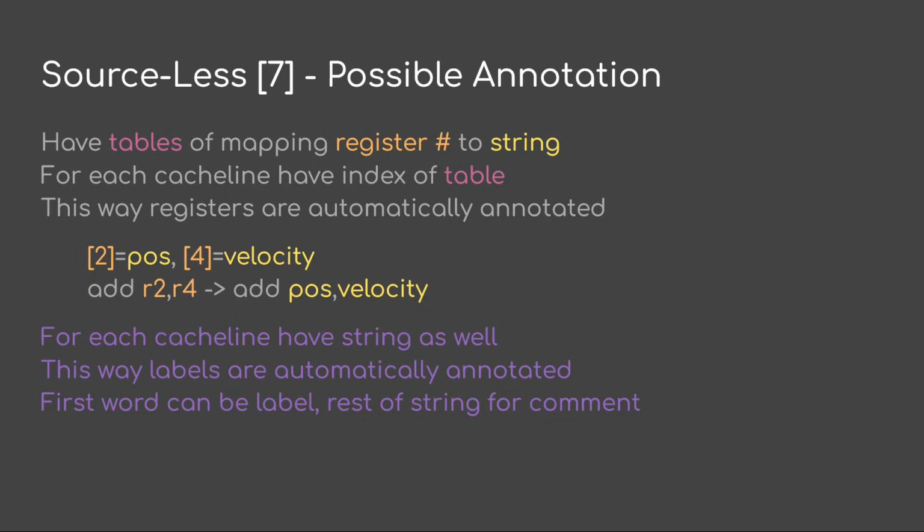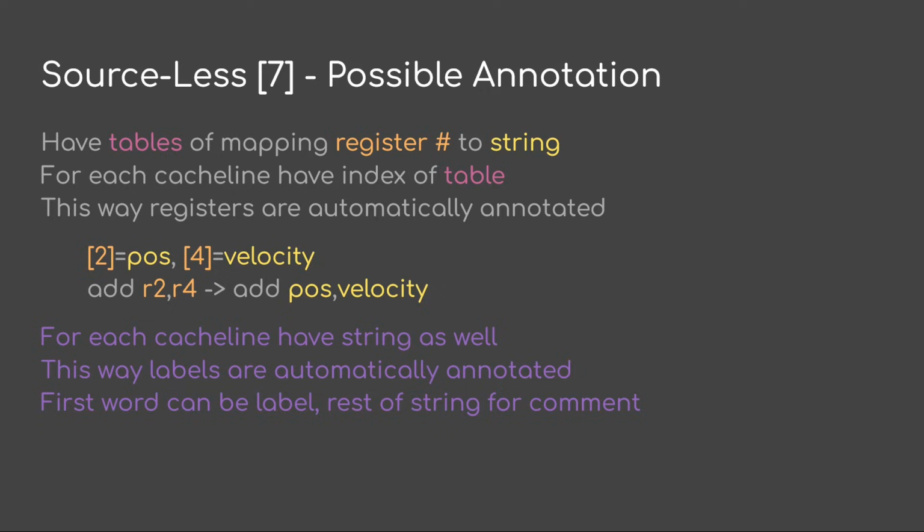Note with sourceless programming, we could extend the annotation quite a bit. For instance, we could have tables that map register numbers to strings, and then for each cache line, we could have an index of a table. In this way, registers could be automatically annotated. For instance, if register 2 is set to position and register 4 is set to velocity, if we had add R2, R4, we could just put in add POS, velocity, right? And that would make it a lot easier to understand automatically.